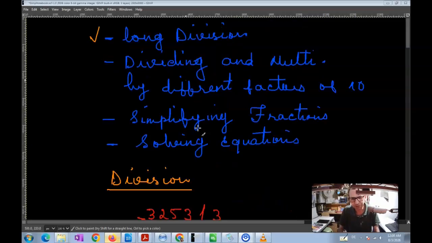Now in the next video we will talk about dividing and multiplying by different factors of 10, which is very useful and helpful when you do calculations on numbers. So I'll see you in the next video, and thank you.